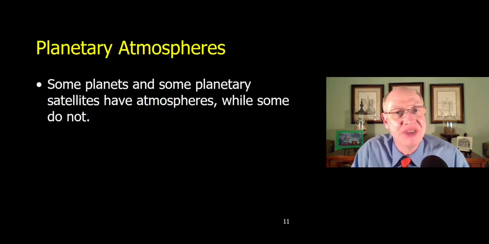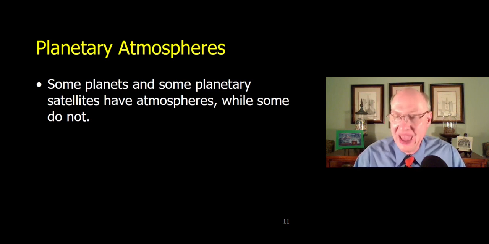Now, this may be an obvious statement, but some planets and some planetary satellites, some moons, have atmospheres and some don't. So what we'd like to understand in this next section of the lecture is why it is that some planets, like Earth and Mars, have atmospheres.